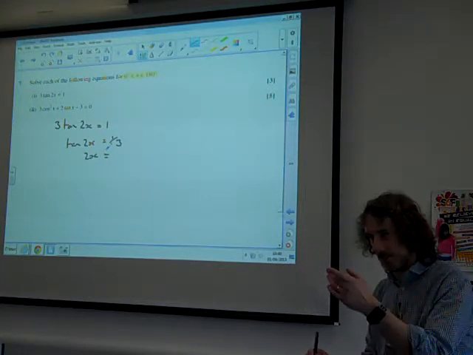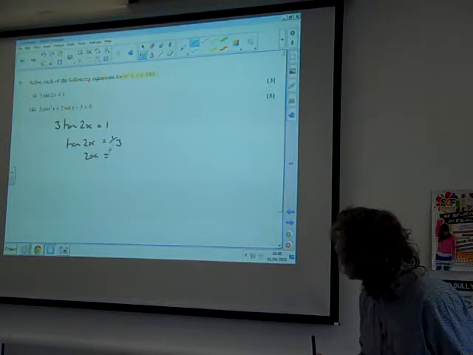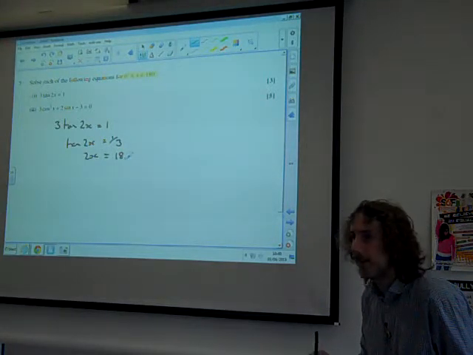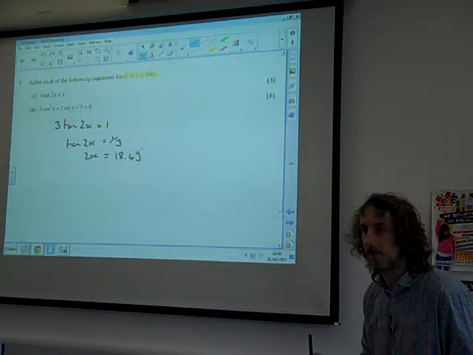Anybody got that handy? The inverse tan of a third. Sorry? Great, thanks. It's okay, I can cope. 18.43. Was that right? Is that what we said? I'm in radians.